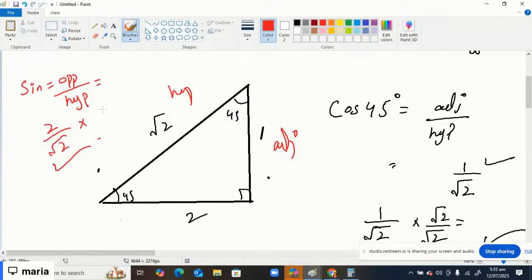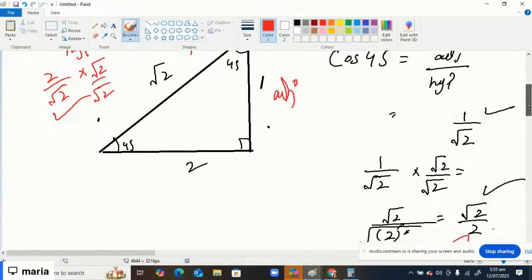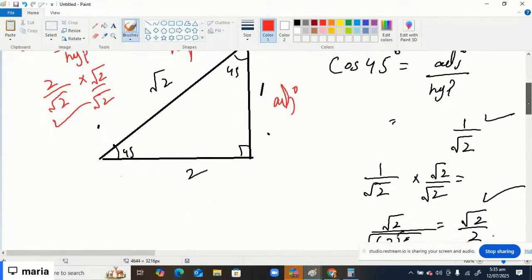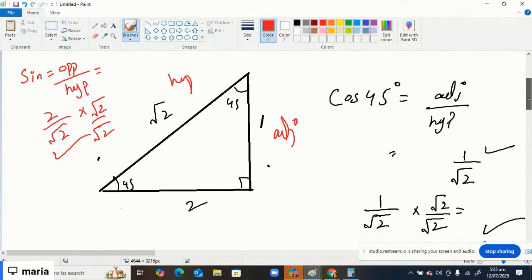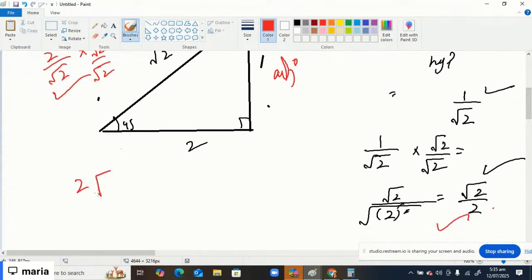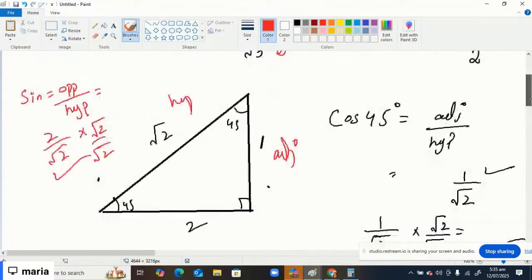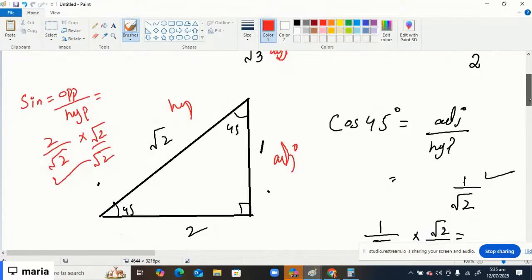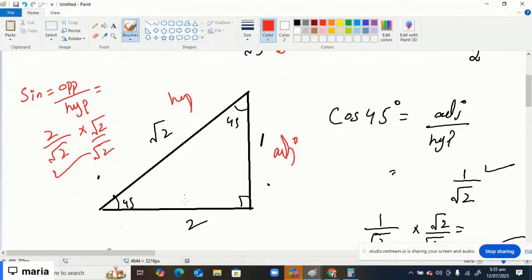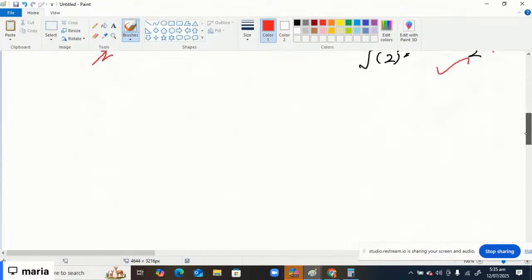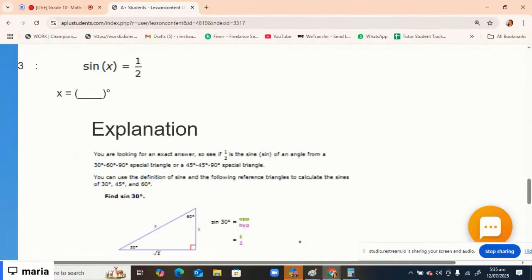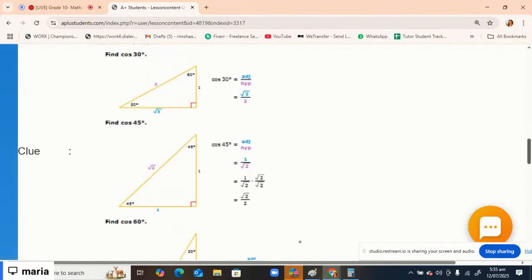Now how does it become equal to square root 2 by 2? So here it is 2 into square root 2 by 2. Sorry about that. It's opposite over hypotenuse. This is 2 over square root 2, and that is our answer, okay? Then it's the same in all of them, okay?